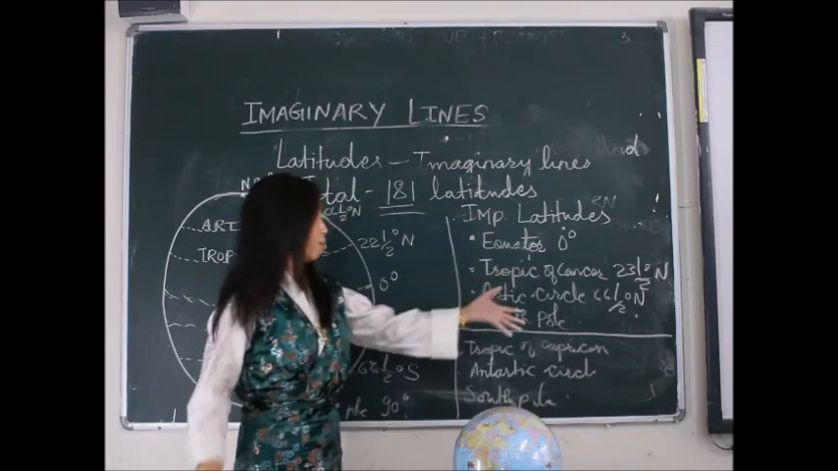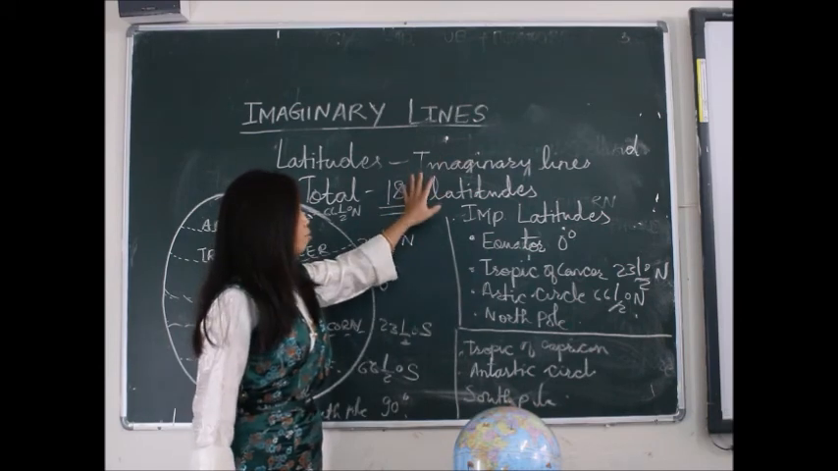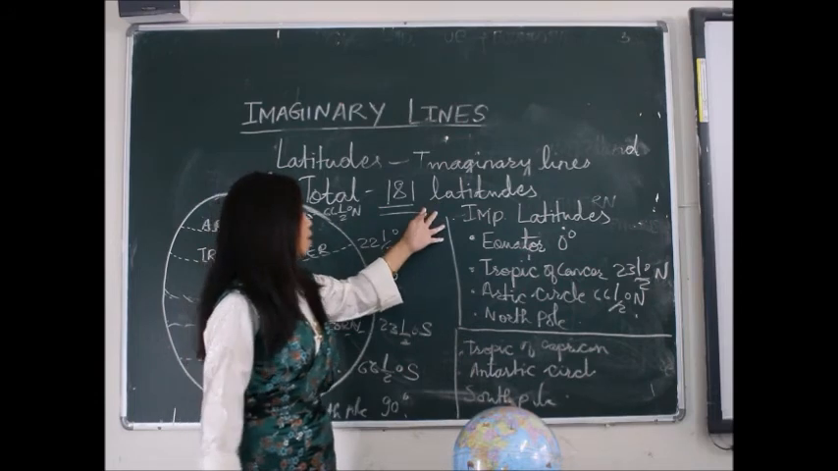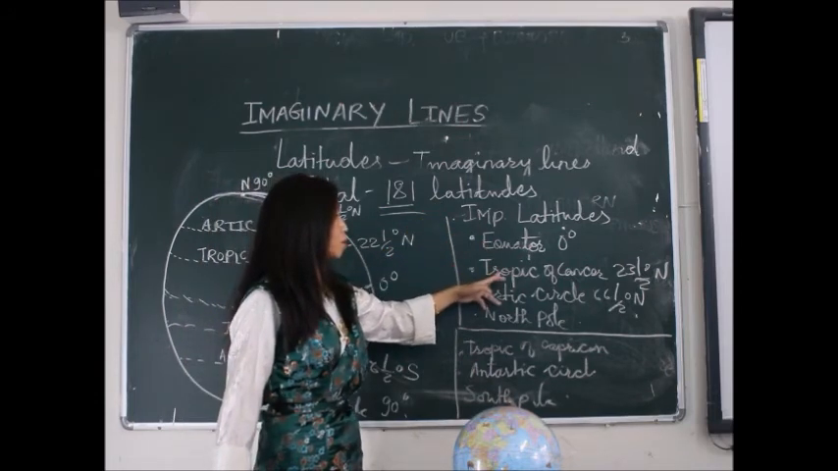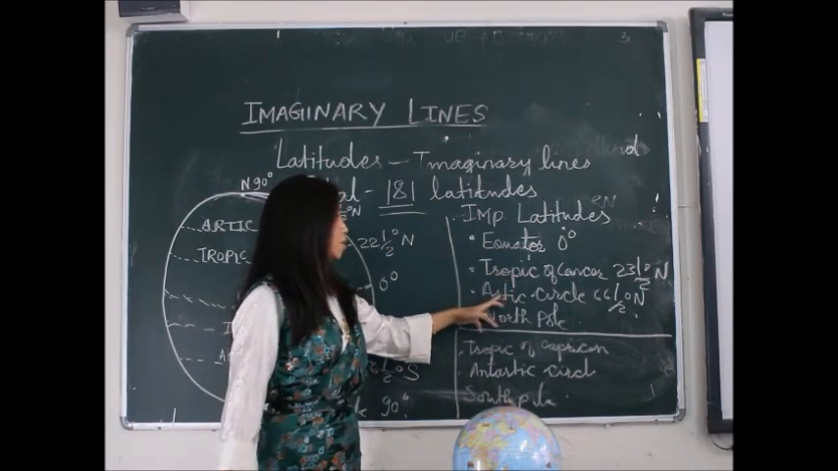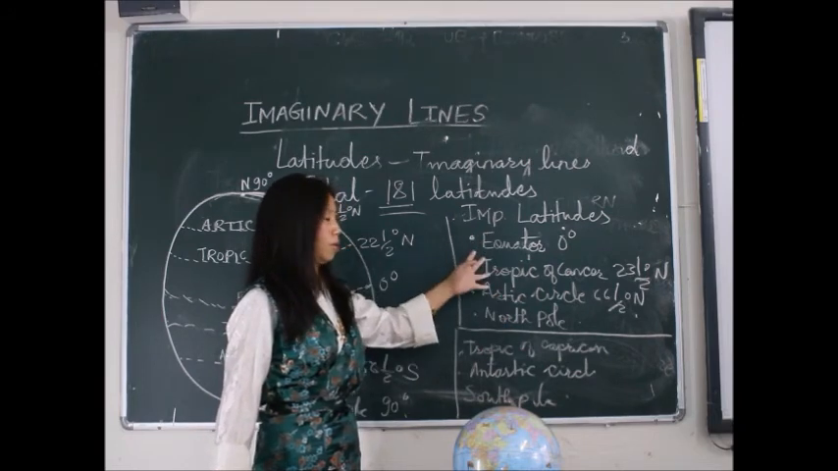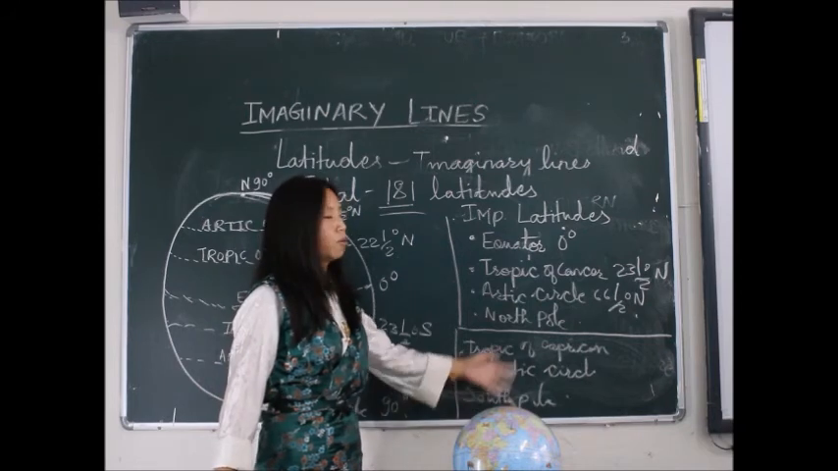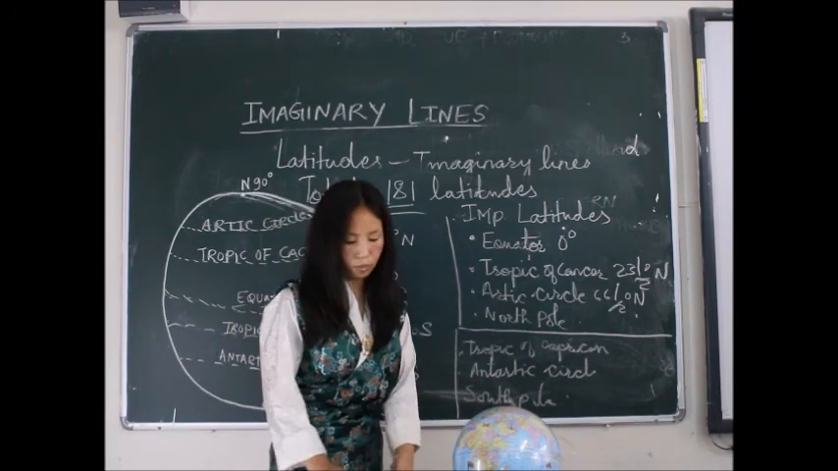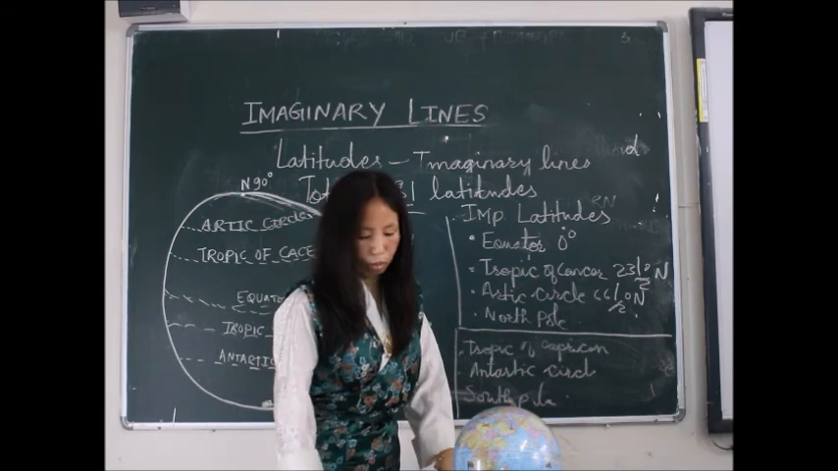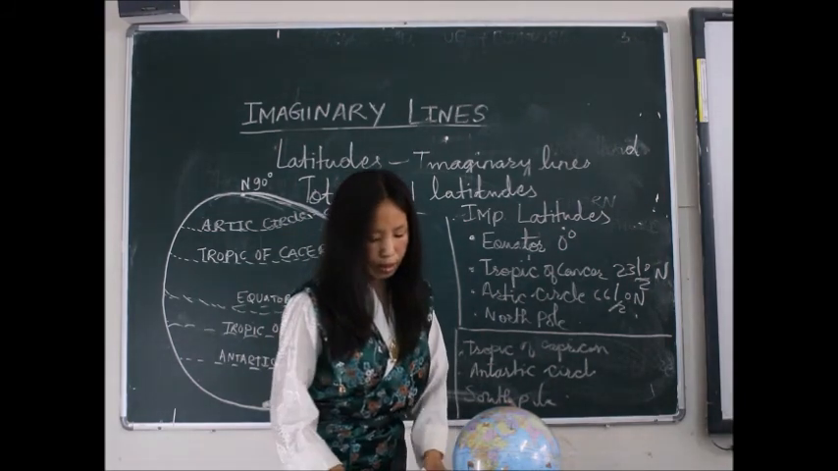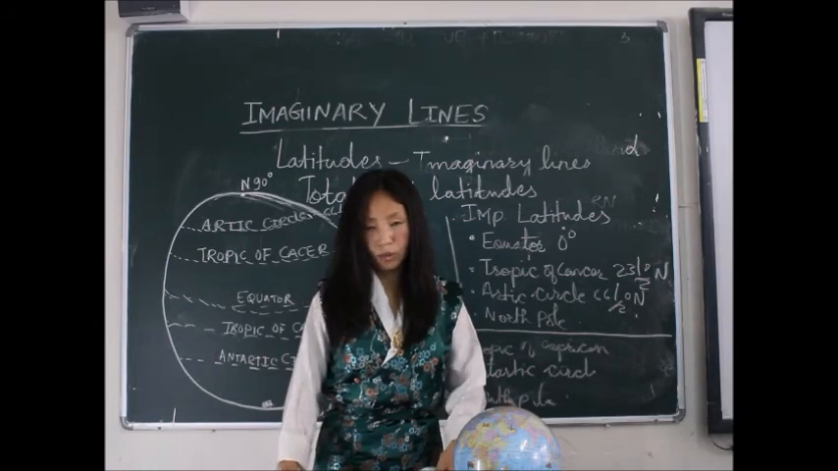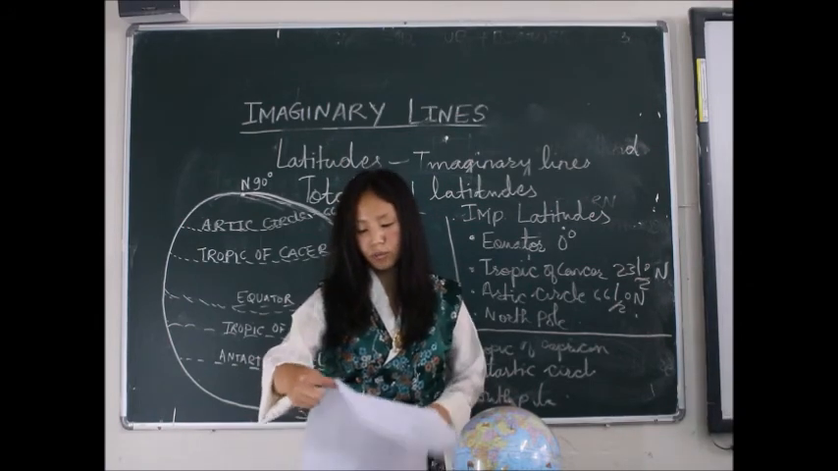So just now what we have learned today, the very important imaginary lines or latitudes are Equator, Tropic of Cancer, Arctic Circle, North Pole on the north side, and Tropic of Capricorn, Antarctic Circle and South Pole on the southern side. So these are the very important latitudes.